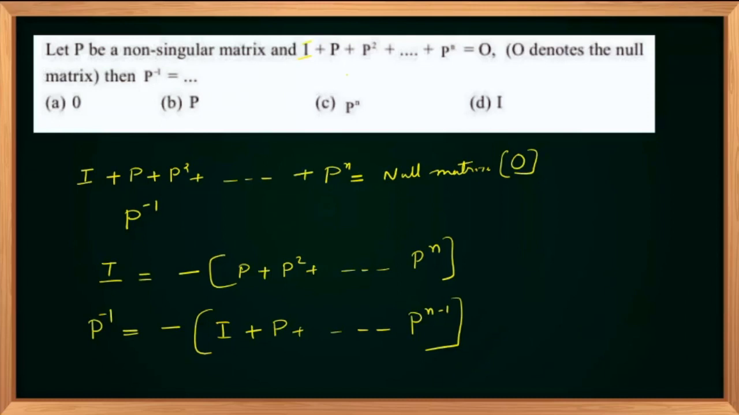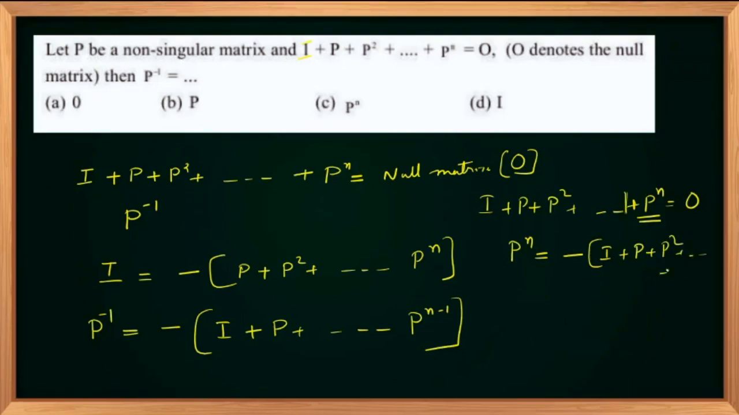Now from this relation, I plus P square plus etc. plus P raised to n is equal to 0, which means if you keep P raised to n here, P raised to n is equal to minus of I plus P square, the last term here being P raised to n minus 1, right? So this summation is actually equal to P raised to n, right? So P inverse is nothing but P raised to n. So that is the correct answer. Option C is the correct answer.